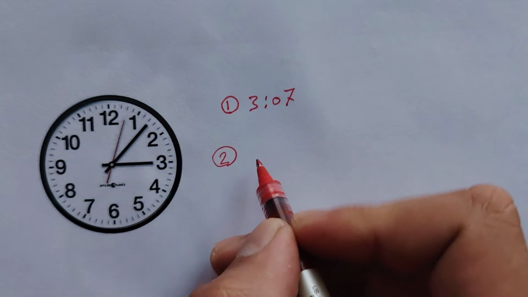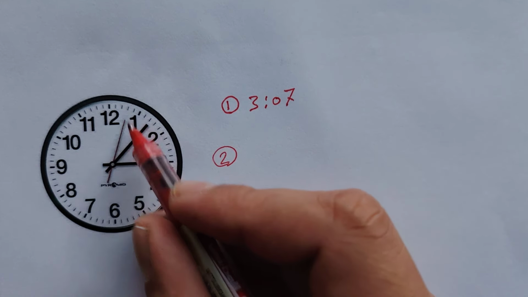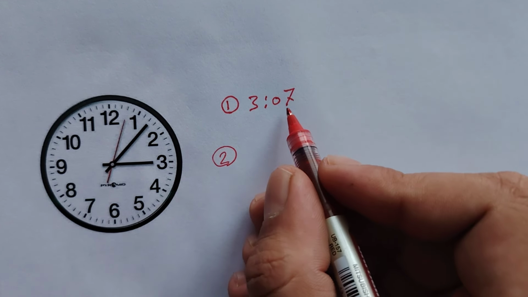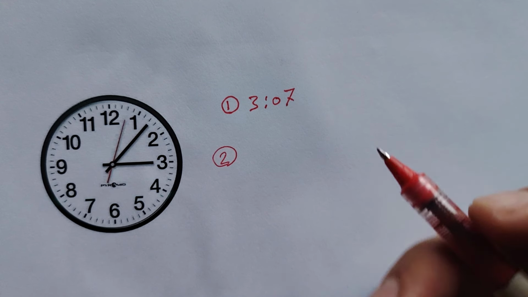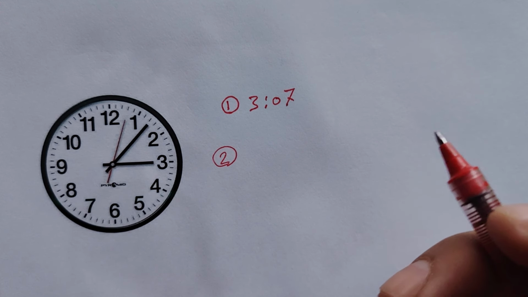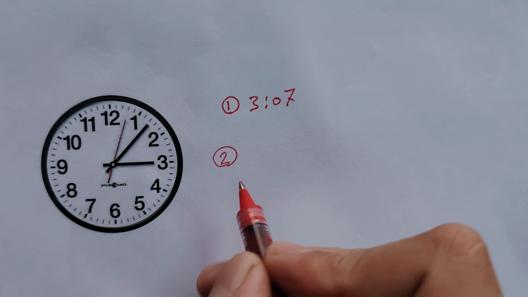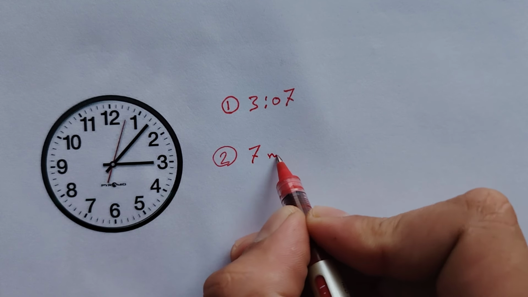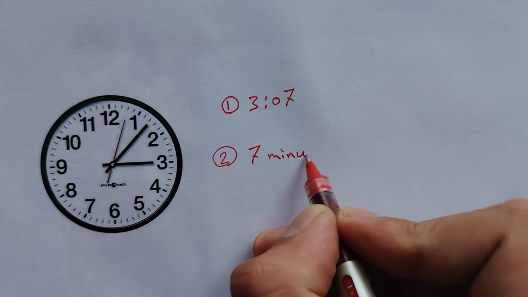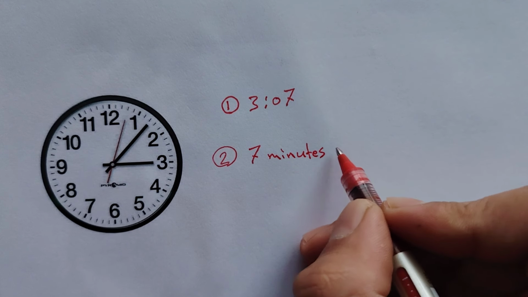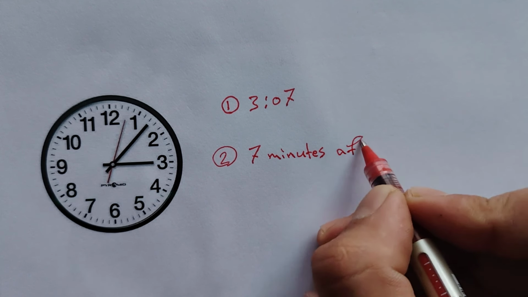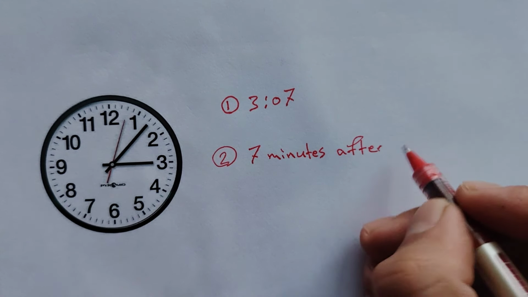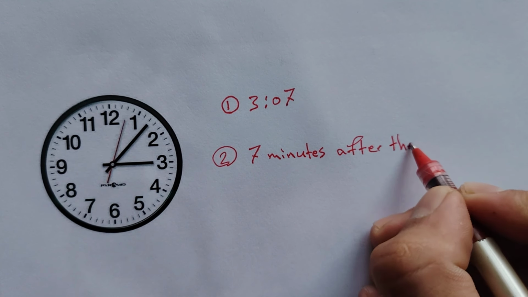And the second way, since it's on this part, we only use after, because the minute is between 1 till 30. So we say 7 minutes after the hour itself, which is 3.